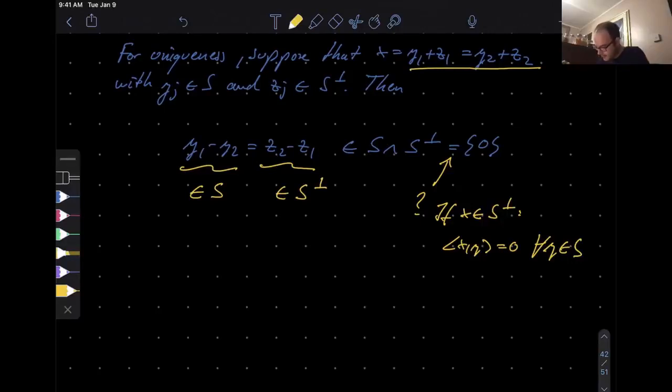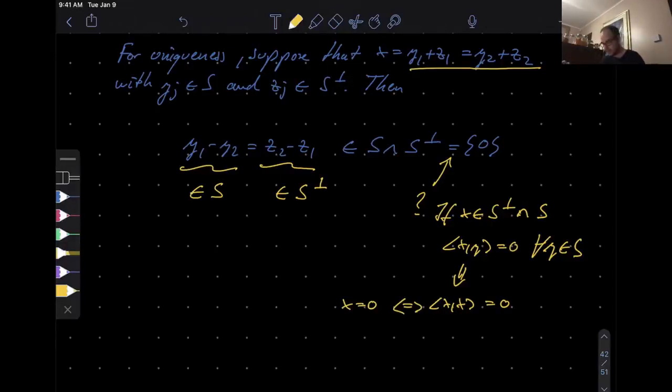But if x is not just in S perp, but also in S itself, then I can insert y equal to x here. Because this inner product vanishes for all y in S, and if x is also in S, then I can replace y with x. But if you do this, you have that this is equal to 0, and this is of course one of the properties of an inner product, that this is only going to happen if x is equal to 0.